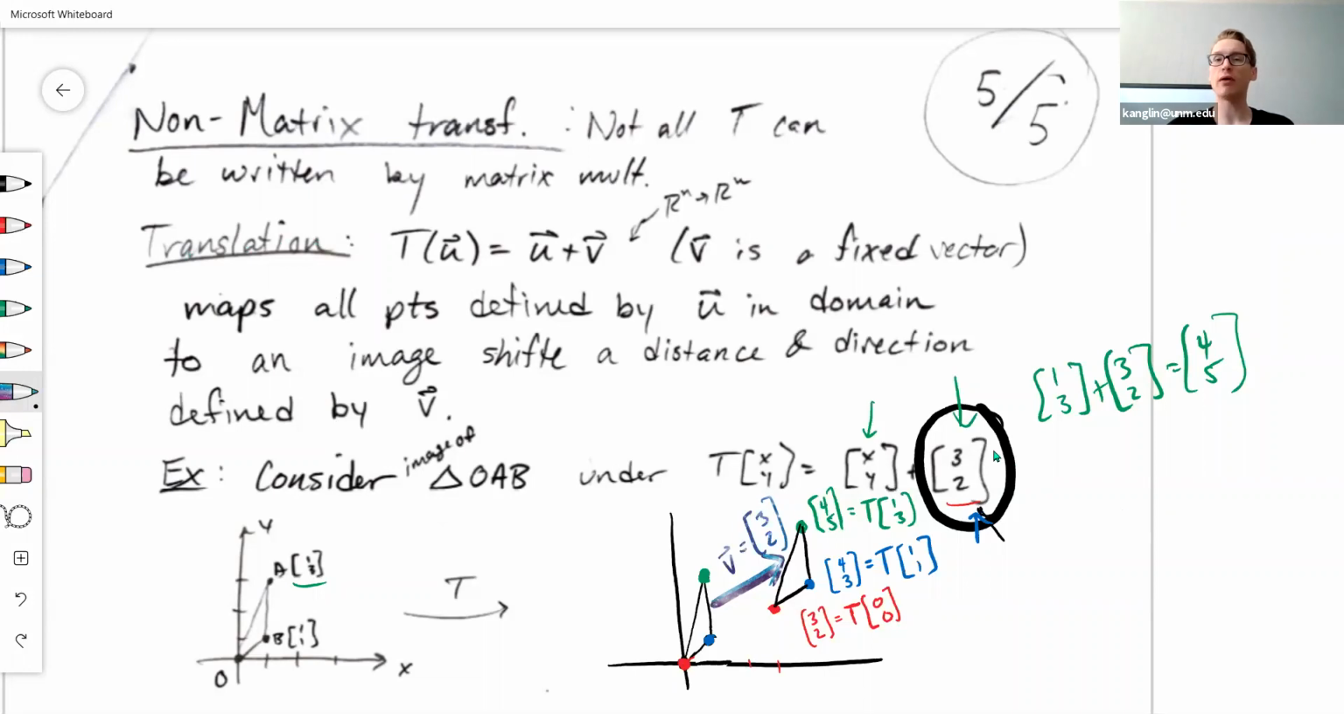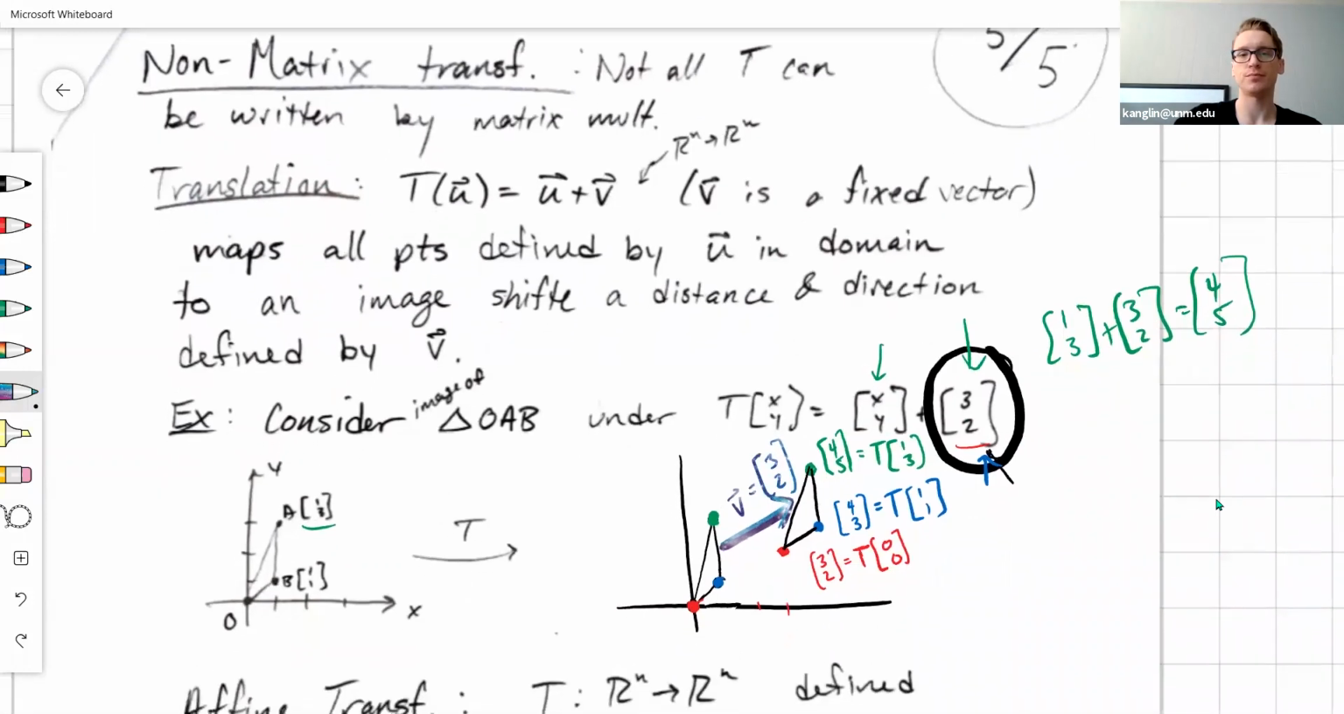But notice you cannot write this as a single matrix times x, y. There's no way to account for adding 3, 2 to that result. Just the x, y alone, you could just multiply that by the identity. But to add a 3, 2 at the end will require something more than just matrix transformations. So a translation is not a matrix transformation.